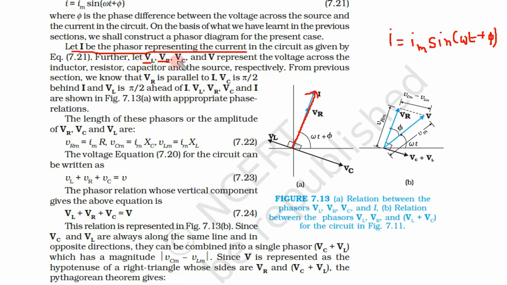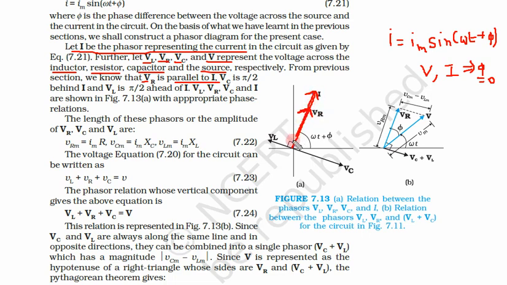Further, VL, VR and VC and V represent the voltage across the inductor, resistor, capacitor and the source. So we have taken this VL as the voltage across the inductor, because L. Voltage across the resistor is VR, voltage across the capacitor is VC, and V is voltage across the source. Now previously we have seen that in case of resistor there is no phase. Phi is 0 between current and voltage. So VR is parallel to I. So this voltage is parallel to I for the case of VR. Both voltage and current are in phase for a resistive element.